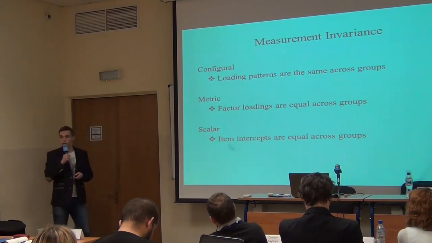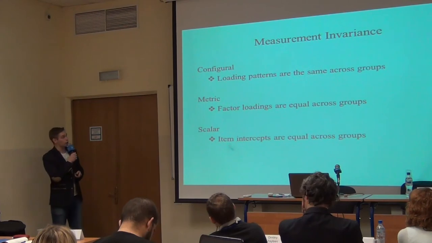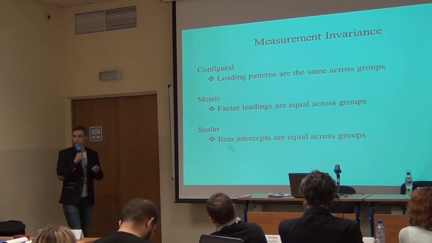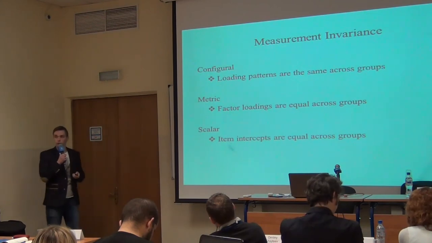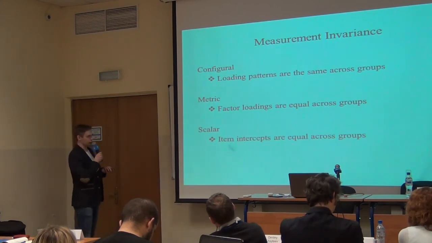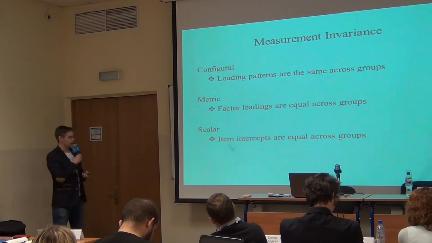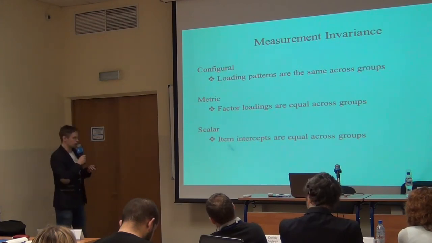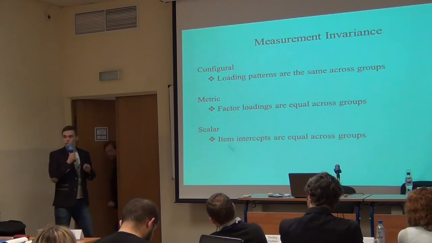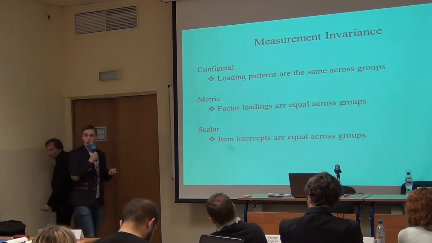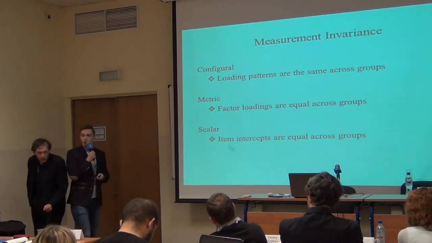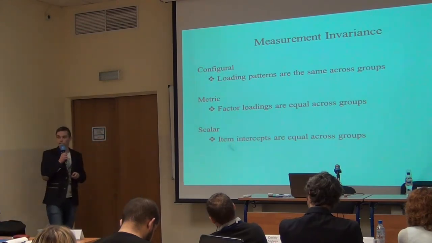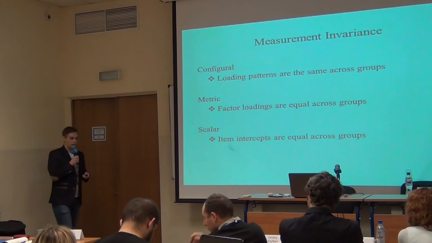There are three main ordered levels of measurement invariance. The first one is configural invariance. It requires only that the loading patterns are the same in each country. The second order of invariance is metric invariance, which requires that all factor loadings should be the same in each subsample. Finally, scalar invariance requires that all item intercepts should be the same in each country.